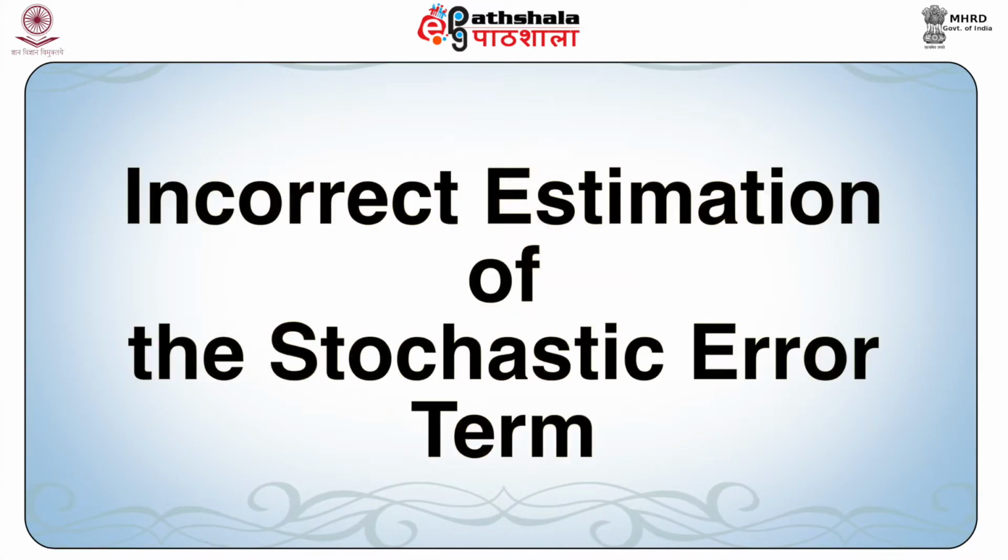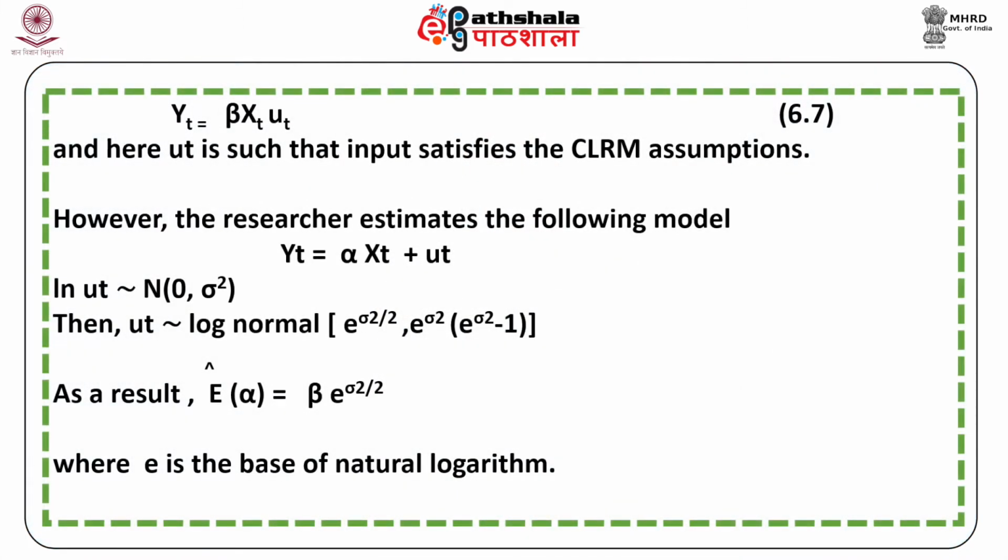Incorrect specification of the stochastic error term. The error term mu t is not directly observable. It is a stochastic variable. Therefore, it is not easy to determine in what form it should enter the model. For example, suppose the true model is given by the equation yt is equal to beta xt mu t, and here mu t is such that log mu t satisfies the CLRM assumptions.